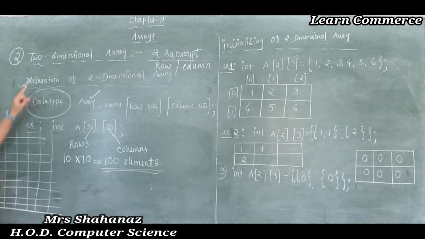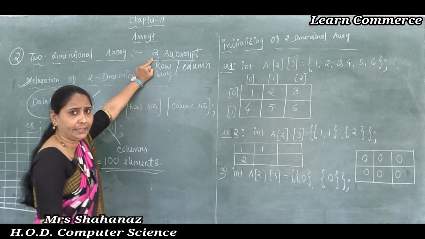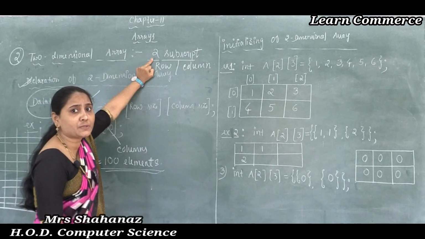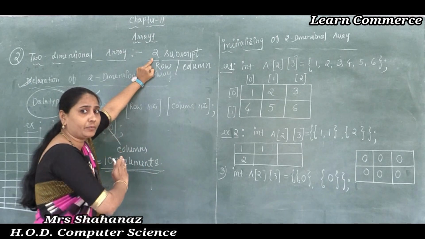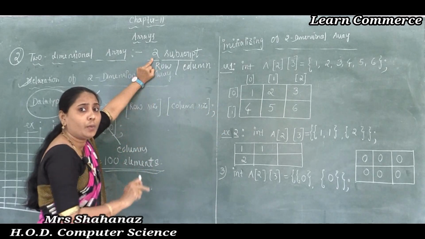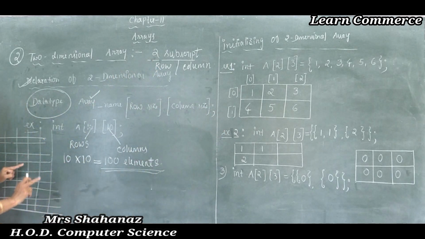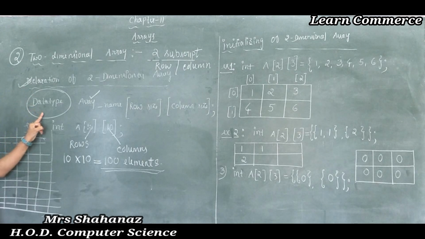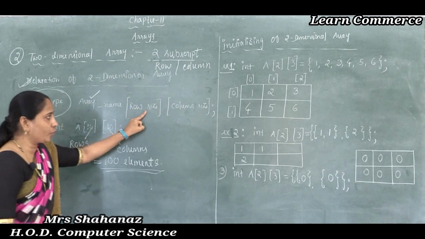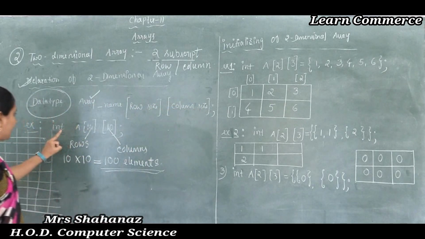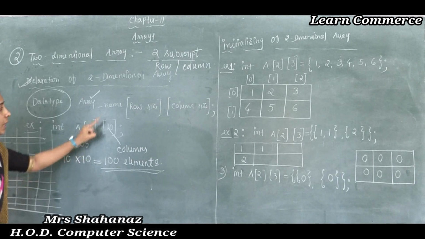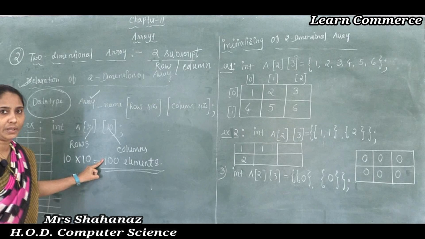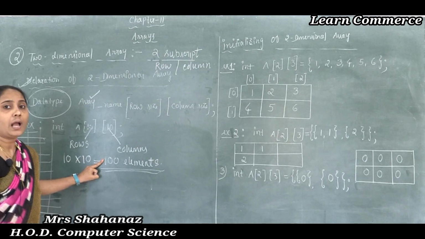I just completed the meaning of the array. As we know, two subscripts are needed in case of a two-dimensional array. One is the row size, the second one is the column size. Row size moves from left to right, column size from top to bottom. And later the declaration: data type, array underscore name, and we need the row size as well as the column size. This is called an example of a two-dimensional array. In case you are using 10 rows and 10 columns, total elements are 100 elements.